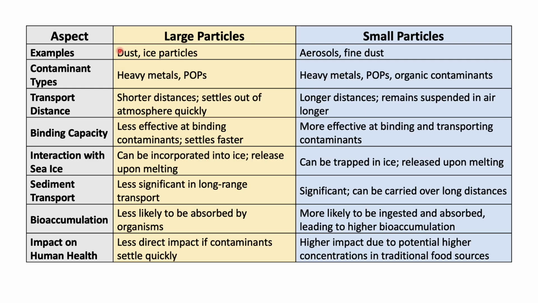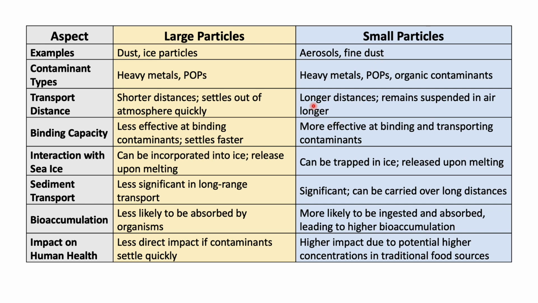Let us look at the comparison between large particles and small particles. Some examples include dust and ice particles, which are very large, whereas aerosol and fine dust are very small particles. The contaminants which can be transported by the large particles include heavy metals and persistent organic pollutants, whereas in the case of small particles, they are heavy metals, organic contaminants and POPs. How does the transportation distance differ? Large particles only travel shorter distances and settle out of the atmosphere very quickly because they are very large in size.